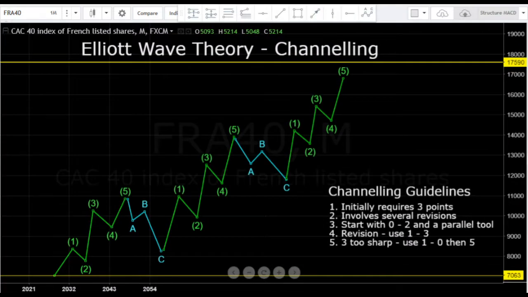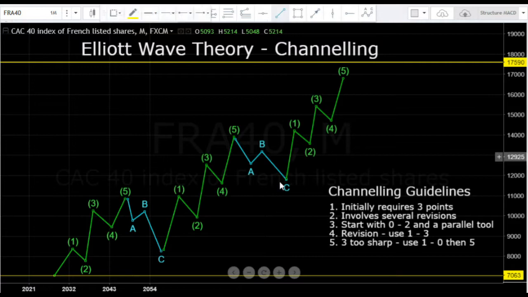Let's now have a look at channeling, which Elliott used to determine normal wave targets and provide clues to the possible development of trends. We'll start by using this complete impulse to learn Elliott's guidelines for channeling, and then we'll take a look at a more irregular situation. So what Elliott said was initially we require 3 points, and generally speaking the 3 points are 0, the top of wave 1, and the bottom of wave 2, because this is 1, 2, 3, 4, 5. So we need this set up to start our channeling process.